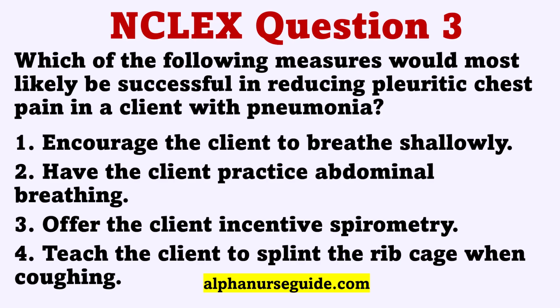The pleuritic pain is triggered by chest movement and is particularly severe during coughing. Splinting the chest wall will help reduce the discomfort of coughing. Deep breathing is essential to prevent further atelectasis. Abdominal breathing is not as effective in decreasing pleuritic chest pain as splinting of the rib cage. Incentive spirometry facilitates effective deep breathing, but does not decrease pleuritic chest pain.